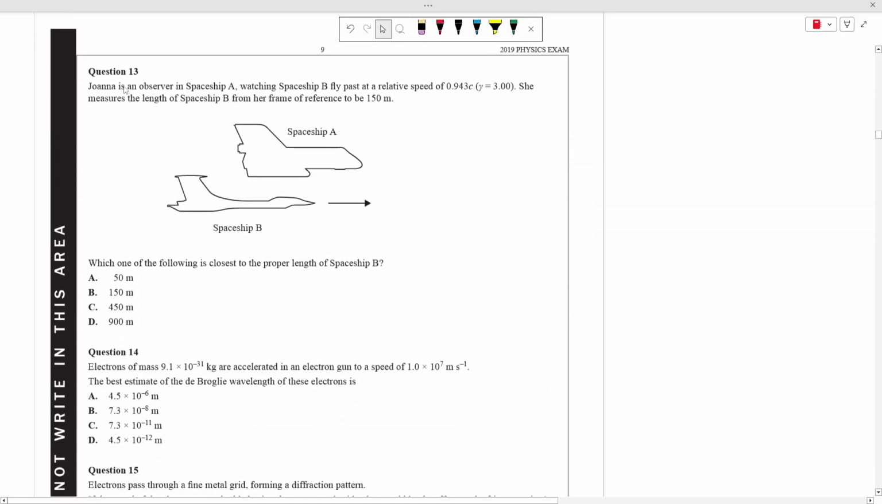Question 13. Joanna is an observer in spaceship A, watching spaceship B fly past at a relative speed of this. She measures the length of spaceship B from her frame of reference to be 150 meters. Which of the following is closest to the proper length of the spaceship? So just make a note. Proper length is always less than, no, always greater than, sorry, the contracted length. So proper length is going to be smaller than 150 because, oh, sorry, greater than 150.